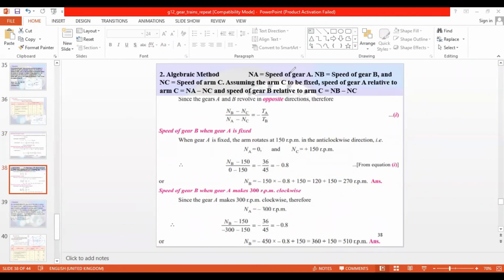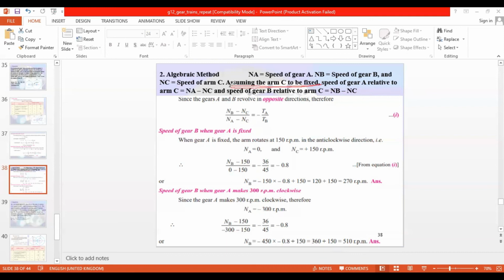In the algebraic method, we'll put NA as the speed of gear A, NB as the speed of gear B, and NC as the speed of arm C. Assuming the arm C to be fixed, the speed of gear A relative to arm C is equal to NA minus NC. And the speed of gear B relative to arm C is equal to NB minus NC, since we are assuming the arm C is fixed.